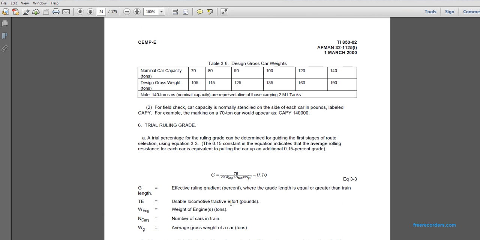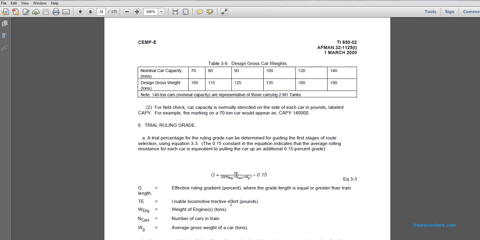Table 3.6, design gross car weights. A nominal car capacity of 70 tons has a design gross weight of 105 tons. A nominal car capacity of 80 tons has a design gross weight of 115 tons. A nominal car capacity of 90 tons has a design gross weight of 125 tons. A nominal car capacity of 100 tons has a design gross weight of 135 tons.